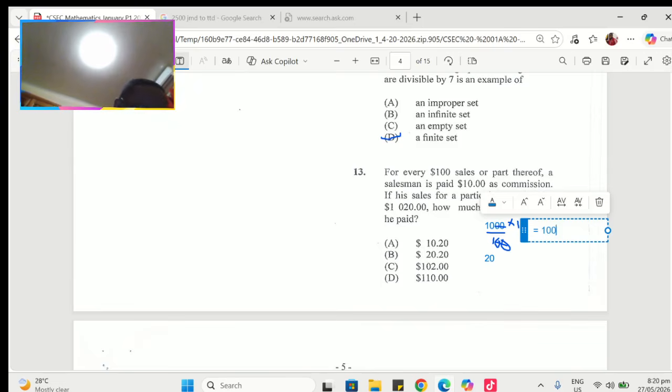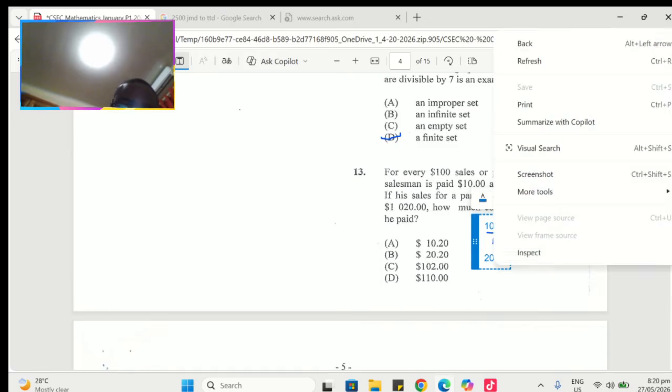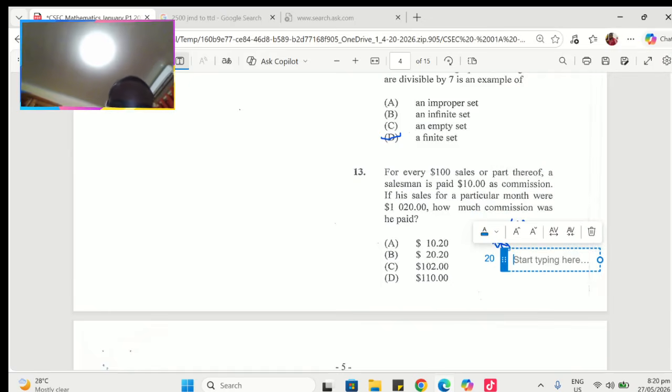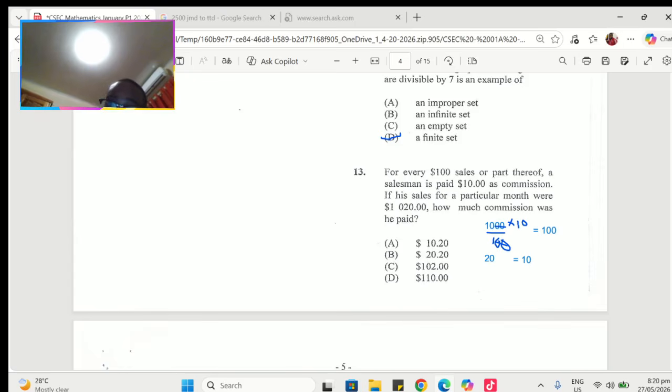Now that $20 is part of 100. Remember they said every $100 sales or part thereof, he's getting $10. So this $20, which is part of 100, is also going to earn him a next $10. So in total, he's going to get $110. So the answer for this is going to be D. It's not as simple as just dividing 1,020 by 10. That's how some people got C. But that's not what it is.